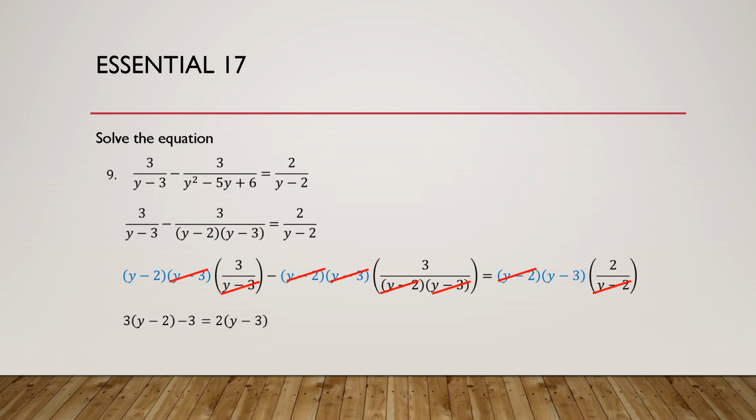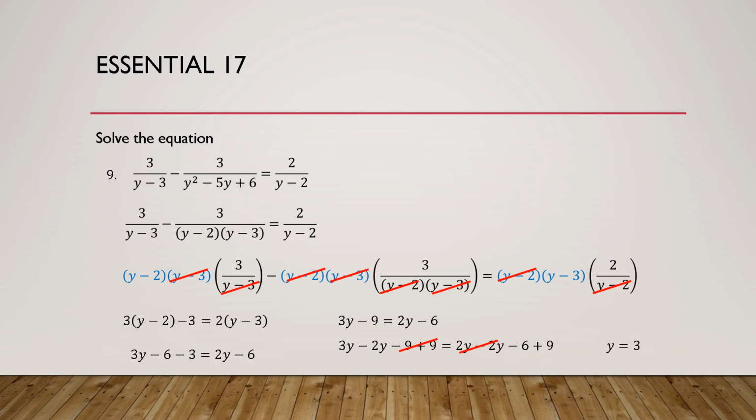We next apply the distributive property to both parentheses to get 3y minus 6 minus 3 equals 2y minus 6. We combine like terms to get 3y minus 9 equals 2y minus 6. Add 9 to both sides and subtract 2y from both sides to get 3y minus 2y equals negative 6 plus 9, or y equals 3.